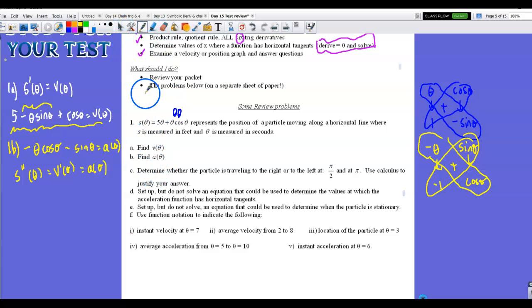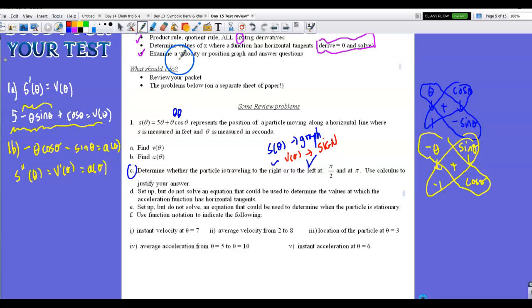Moving on to letter C. In letter C, we are determining whether the particle is traveling to the right or to the left. Now, we talked about in class we could use the position function or we can use the velocity function, but if we were going to use s of theta, we would need a graph to actually look to see when the graph of position is increasing and decreasing. So instead, our second go-to in calculus is to use v of theta, because when we look at velocity, we really need to examine the sign of velocity.